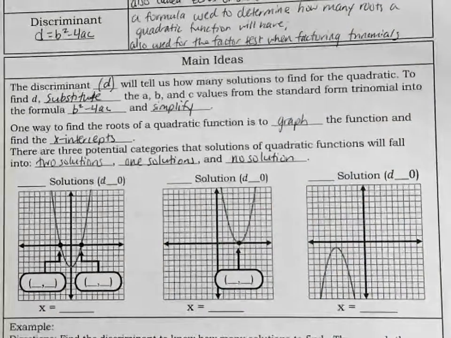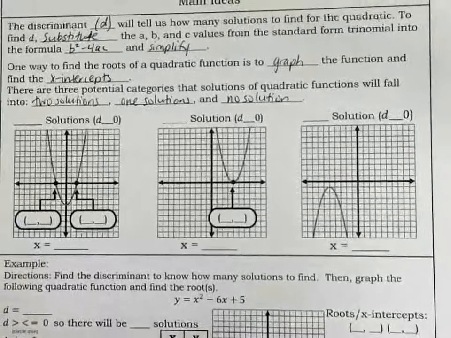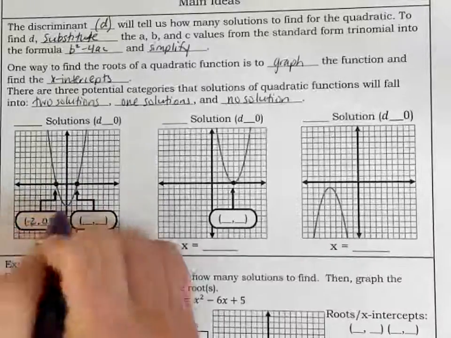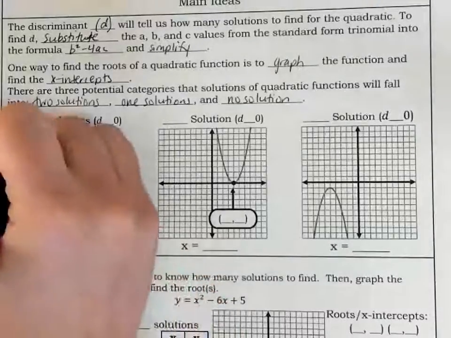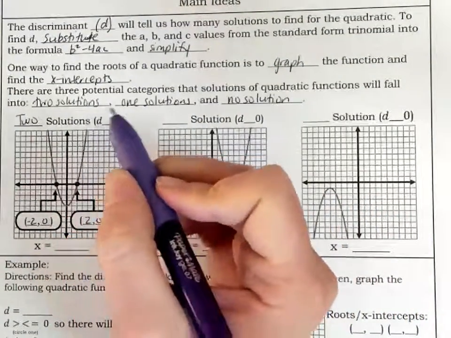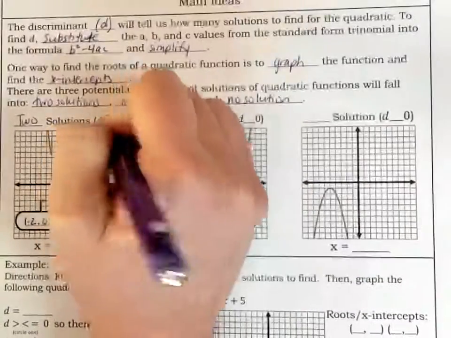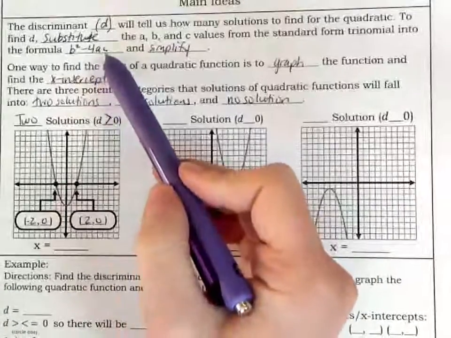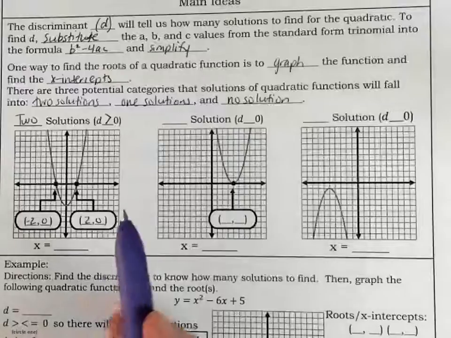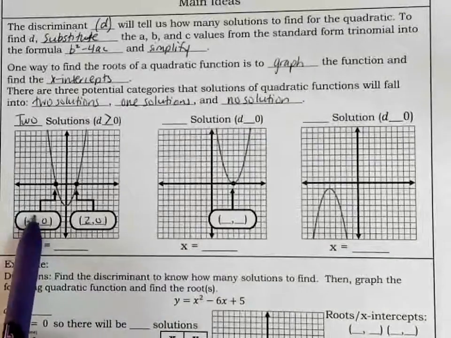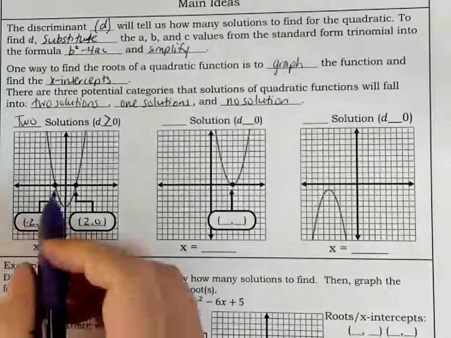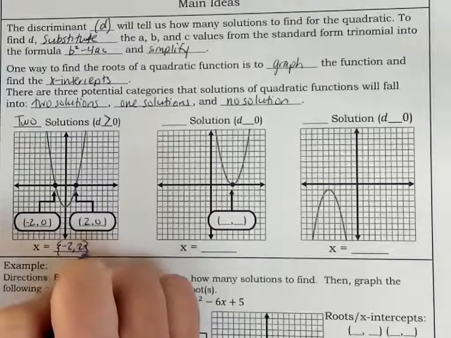A couple of examples here just to look at. In this example, we notice that our parabola crosses in two locations. It crosses at (-2, 0) and at (2, 0). So this is an example of a two-solution graph. In these cases, our discriminant value would be greater than 0. If we plug into our formula and get a number greater than 0, we know we have two solutions. When we write our solution answers, we take just the x value of our solutions, going from least to greatest, and we write that as -2, 2.